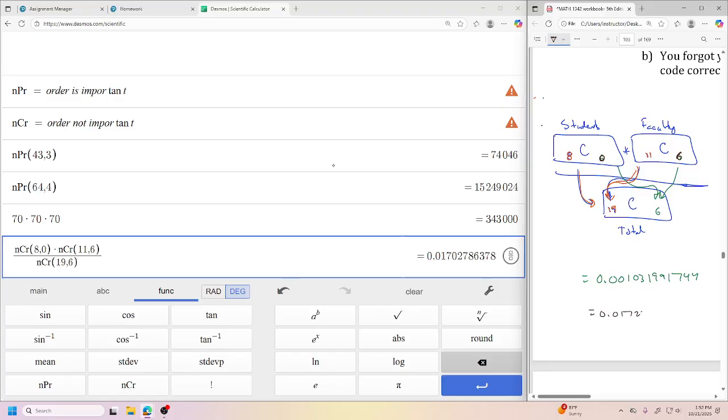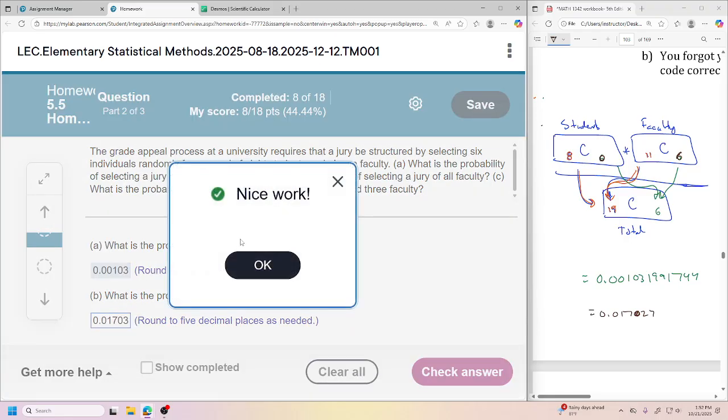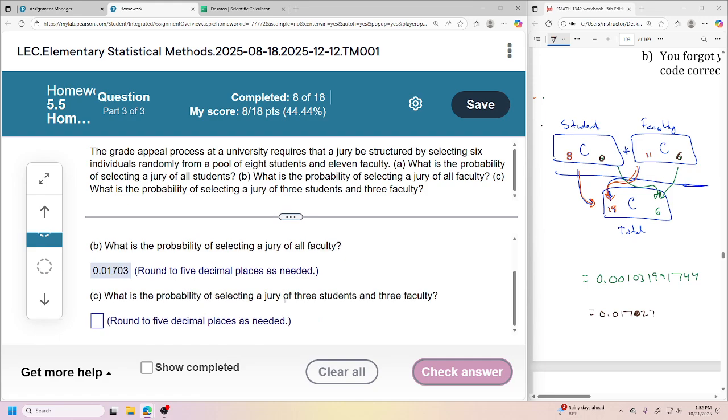0, 1, 7, 2. Oh, whoa. I'm all wrong. 0, 2, 7. There you go. Okay, let's try it out. 0, 1, 7, 0, 3. Cool. Okay, we got this.